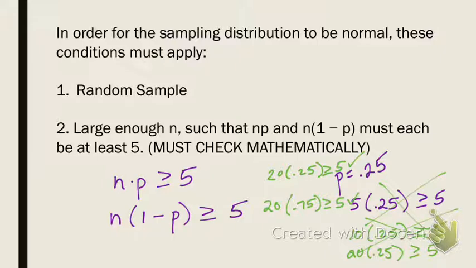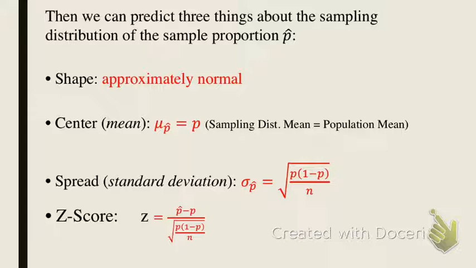Those are the two conditions we check. Once we have checked those two conditions, we can say that it's normal. We can find the mean, the standard deviation, and the z-score. These three formulas do need to be memorized. But the z-score formula we already know. We're just applying it to proportions. Value minus mean over standard deviation.